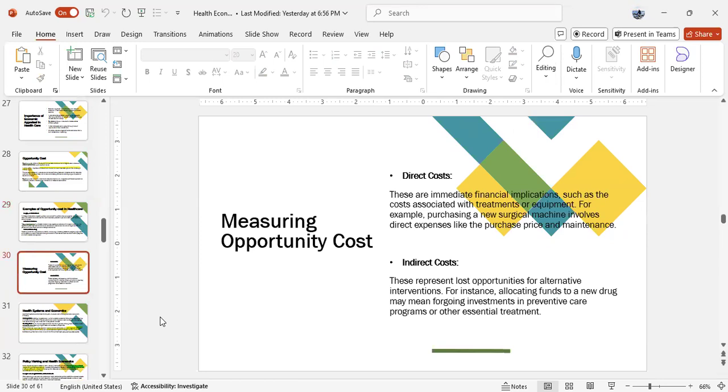Measuring opportunity cost. Direct cost. These are immediate financial implications such as the cost associated with treatment or equipment. For example, purchasing a new surgical machine involves direct expenses like the purchase price and maintenance. Indirect cost represent lost opportunities for alternative interventions. For instance, allocating funds to a new drug may mean foregoing investments in preventive care program or other essential treatments.